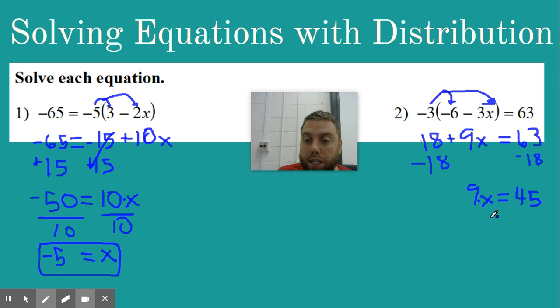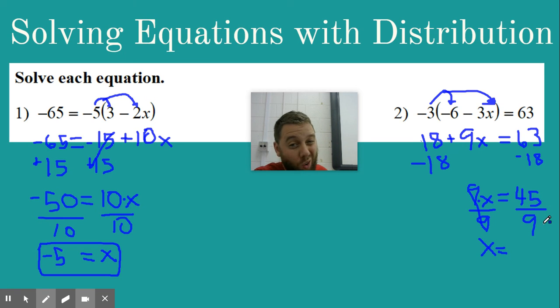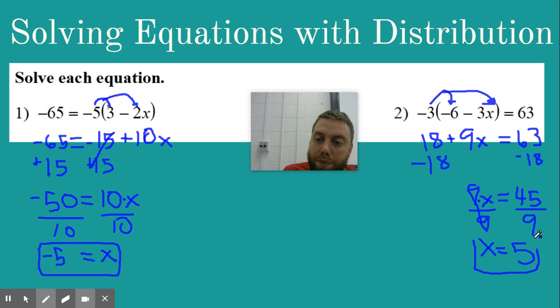Now we have 9 times x. Inverse operations tells me to divide by 9, gives us x equals, and 45 divided by 9, I'm hoping you know that's 5, but we're going to plug it into a calculator. 45 divided by 9, which is, of course, 5. Cool. And our variable has been isolated, so we are good to go there.